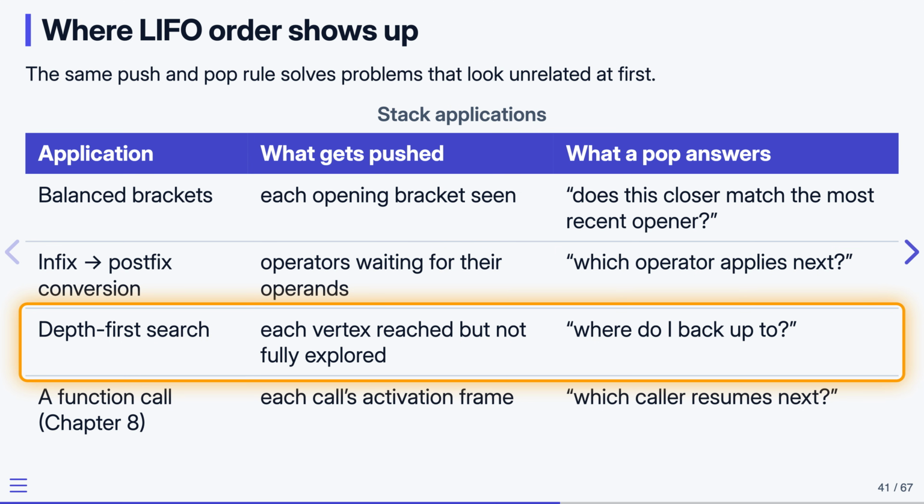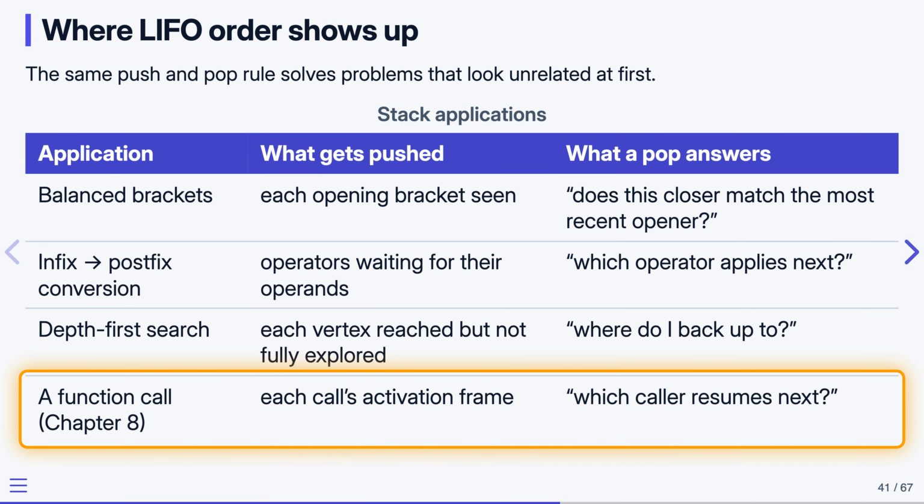Third, depth first search. You push each vertex you reached but have not fully explored. A pop answers, where do I back up to? Fourth, a function call, which we meet in Chapter 8. You push each call's frame. A pop answers which caller resumes next.